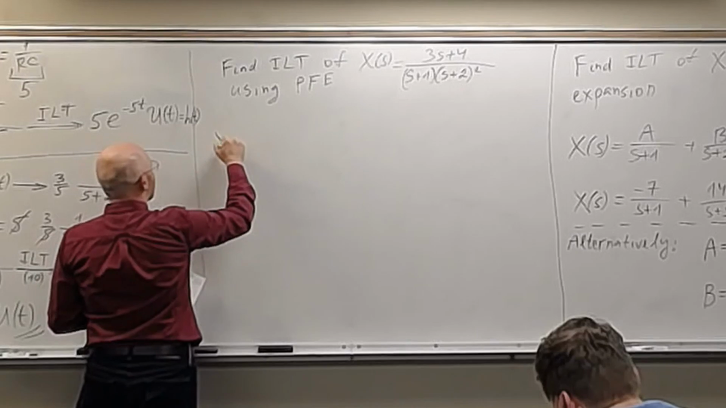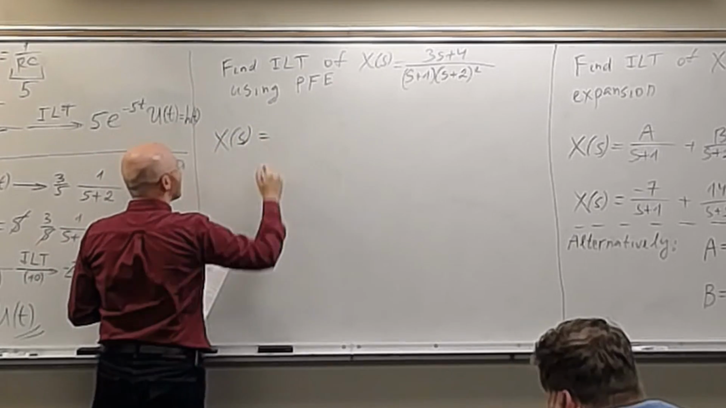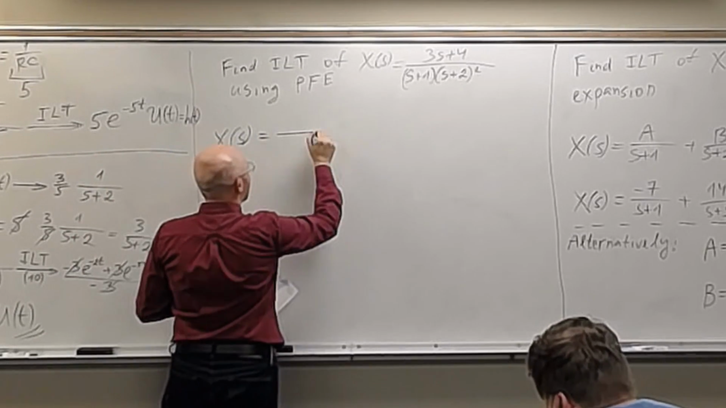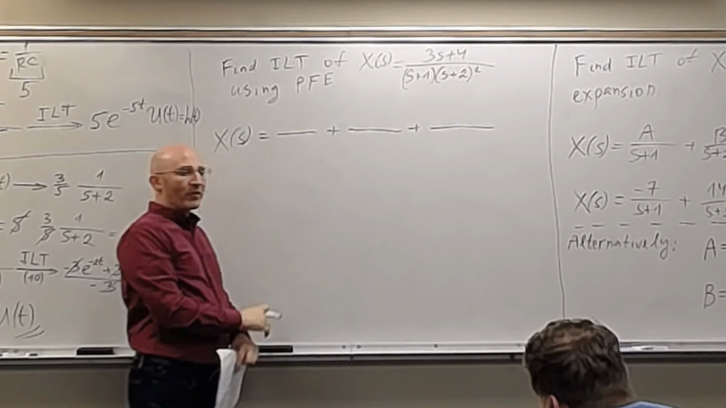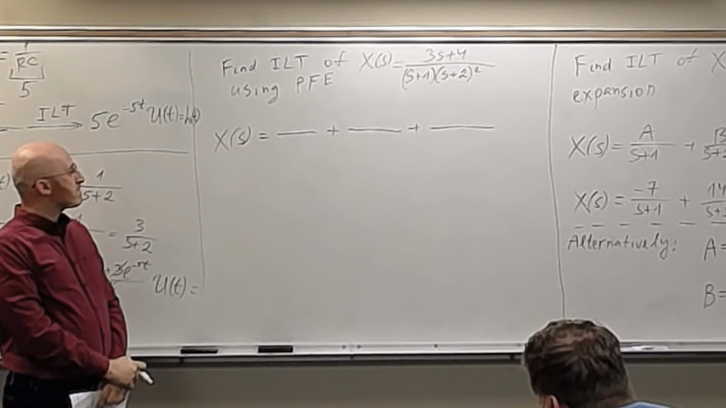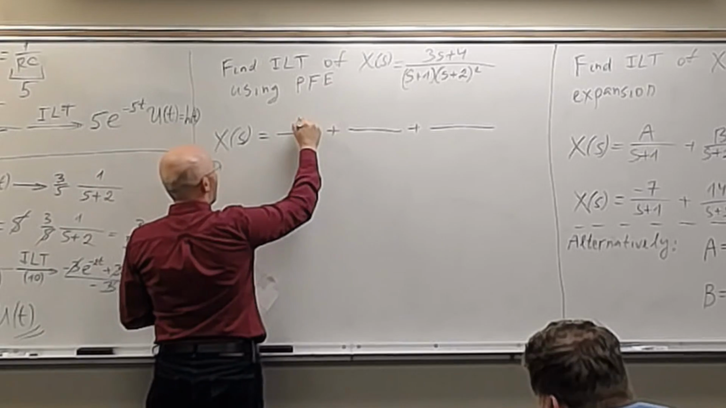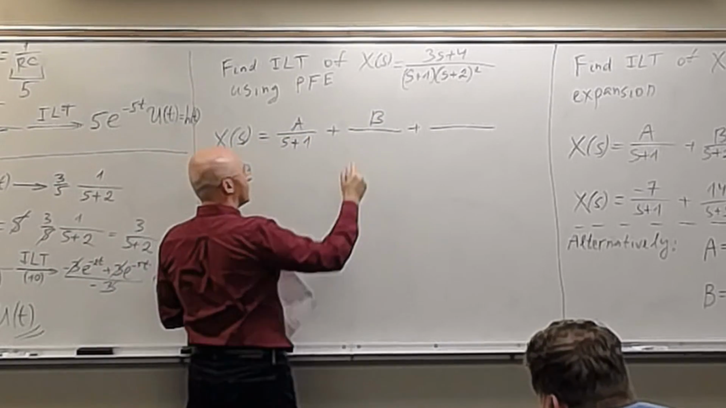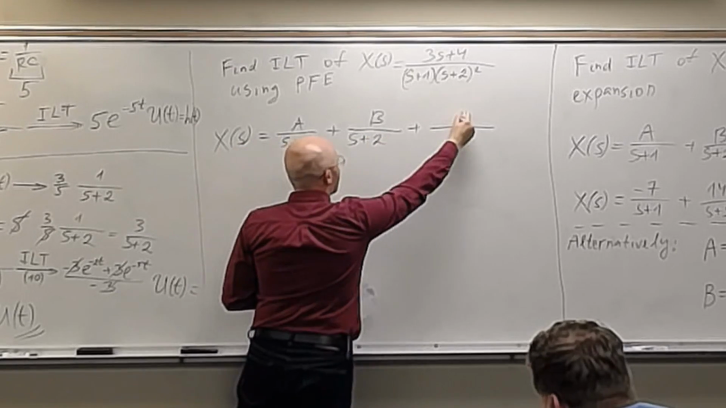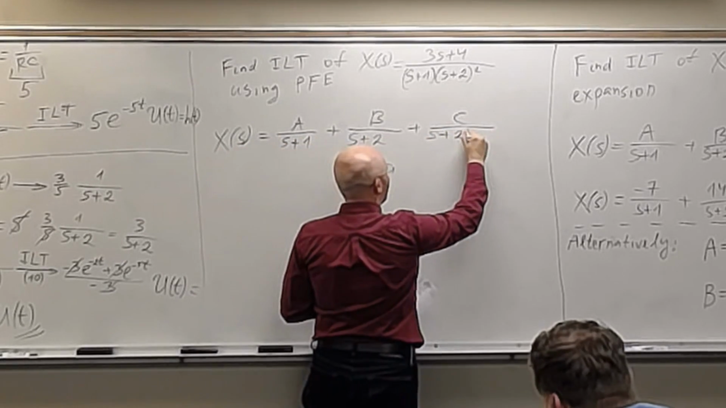Okay, so the first step, always, is to write it in the correct form. What will be the correct form? A over s plus 1, plus b over s plus 2, plus c over s plus 2 squared.